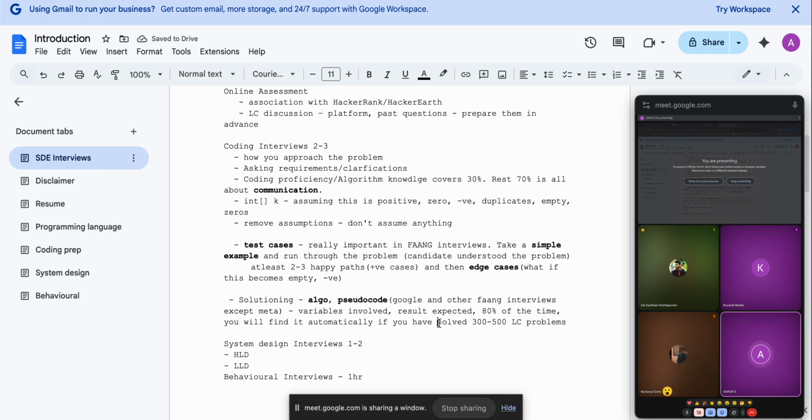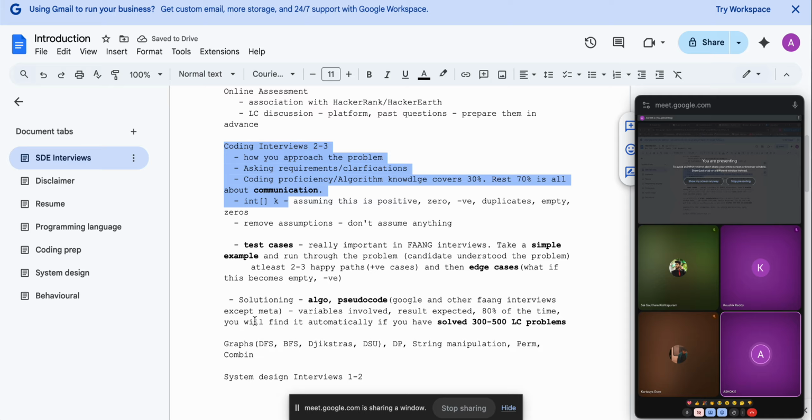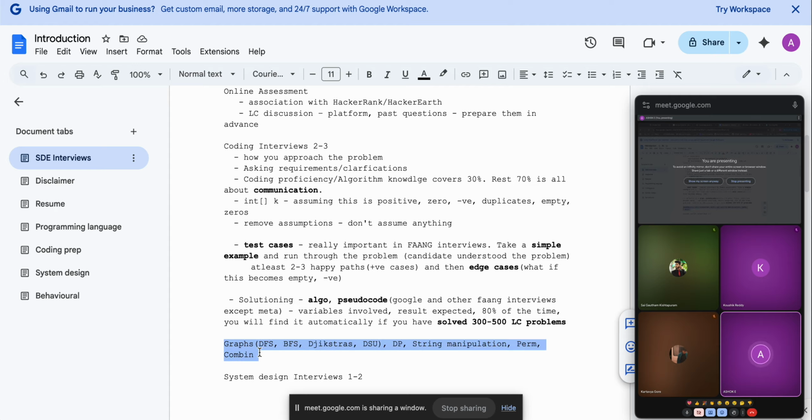Because when I say 300 to 500 LC problems, this means that it will have all the patterns covered. When I say pattern, you have graphs, and then within graphs you have DFS, BFS, and then you have Dijkstra's, DSU, right? And then couple of more are there, and then you have DP, and then string manipulation, permutation, combination. So when you discuss the problem clearly, during the problem exploration phase itself, you will find the solution, right? So this is how people save time.